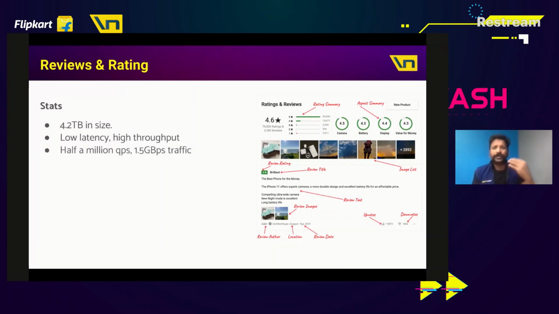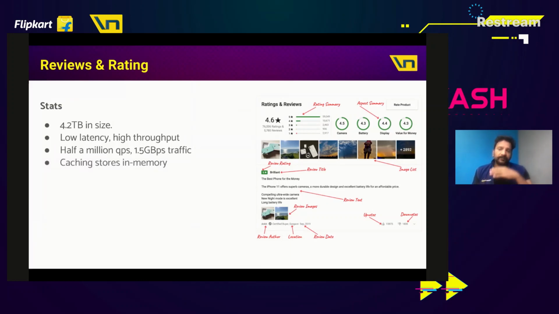Now, to give you an idea about how much latency and how much throughput we are talking about, during a sale event, we typically see about 500,000 QPS on this system. Serving 500,000 QPS of traffic just on the textual content is about 1.5 Gbps of traffic just on this system. And this is not including the images and videos. And you need to look at the B, which is a capital B and not a small b. So it's 1.5 Gbps of traffic.